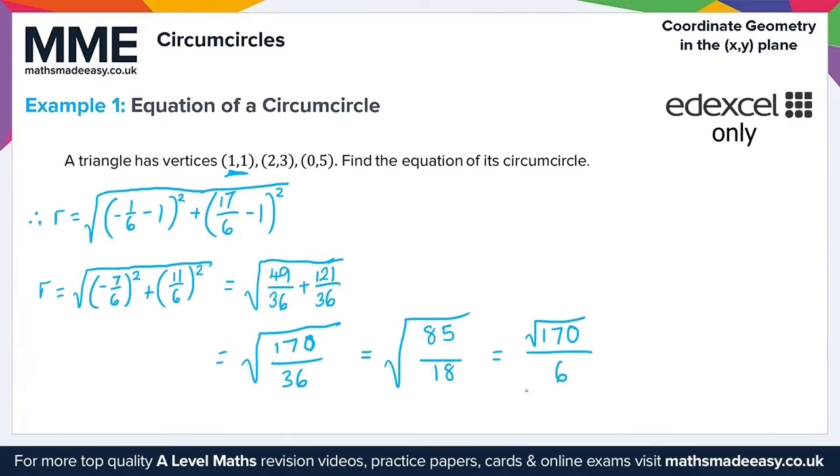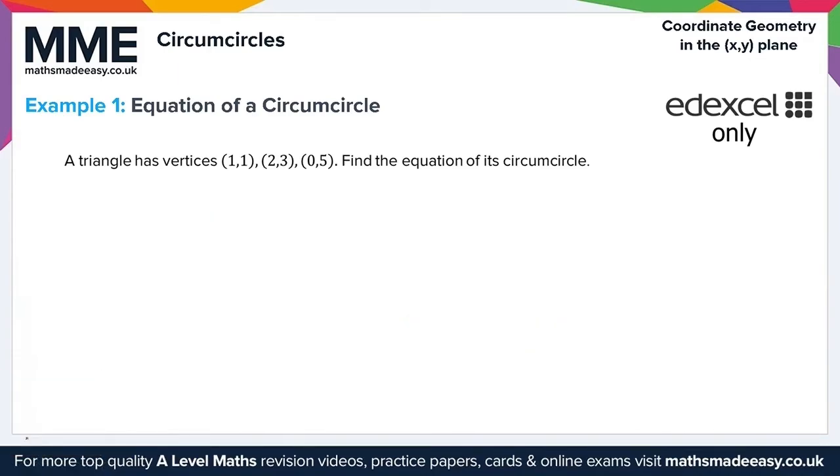Okay. And then finally, all we need to do now is put all of this together in an equation of a circle, or a circumcircle in this case. So let's just clear the screen one more time then to finish this question. Okay, so for our final step then, we're just putting all of this together in an equation. So therefore, we get x minus 1 over 6. So that will become plus 1 over 6. So plus 1 over 6. We square all of this.